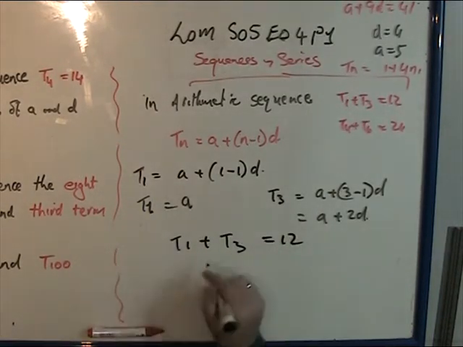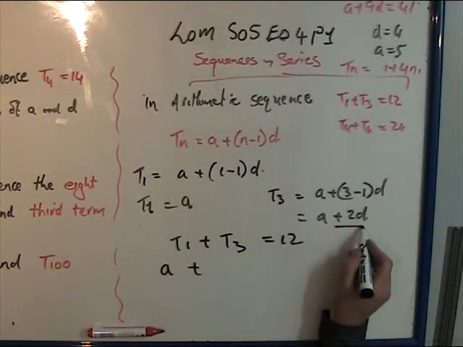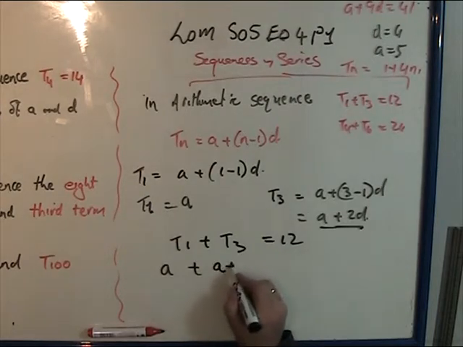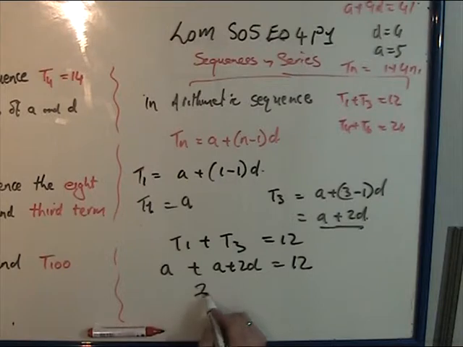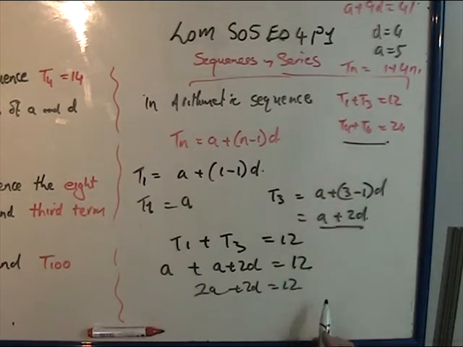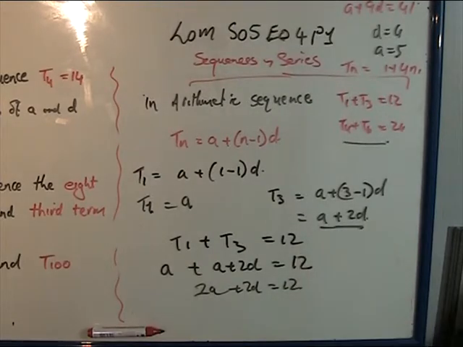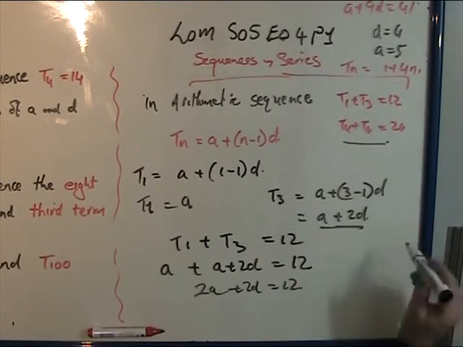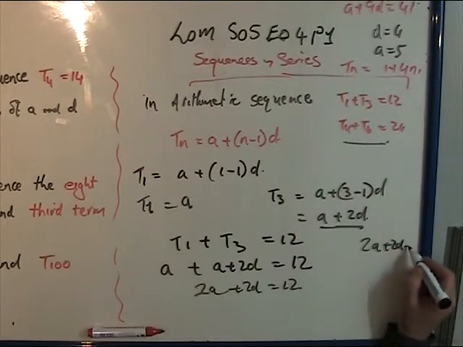So you bring the two of them together. You got T1, you got A. T3 is A plus 2d. And you make it equal to 12. And you're left with A plus A is 2A plus 2d is equal to 12. Okay? And you do the same for T4 and T6. Okay, so you put in T4 and you put in T6 and you get out two values. Okay, so we got 2A plus 2d is equal to 12.